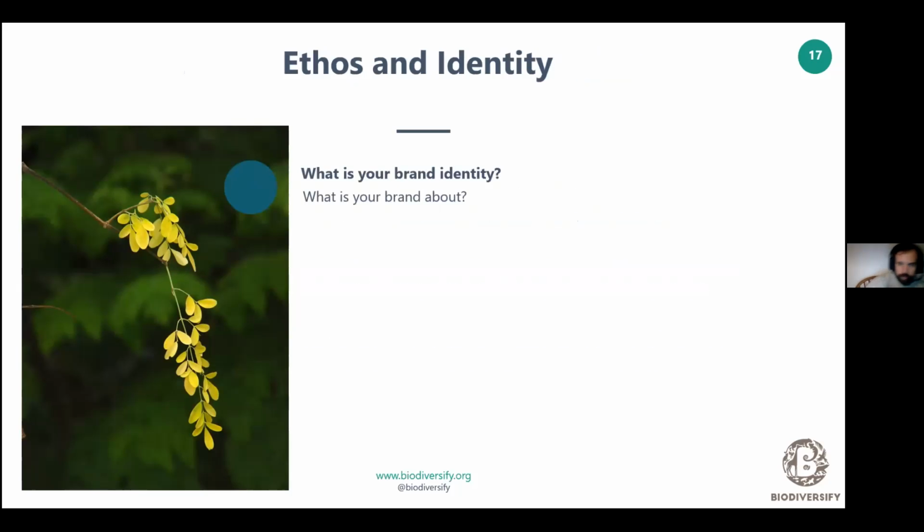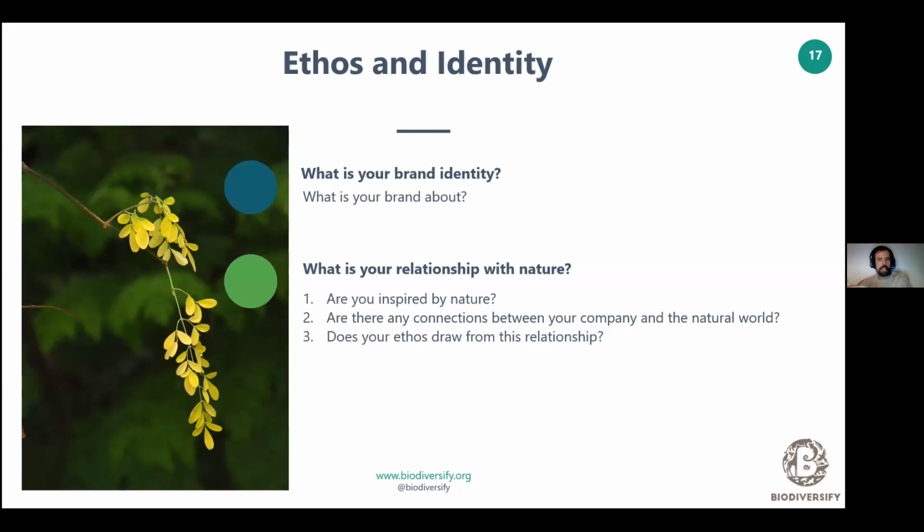So the first bit on the template is ethos and identity. So who are you? What's your brand identity? What are you about? What's your ethos, quite literally? And a key part of this is, what's your relationship with nature? Alex really fantastically explained how his shoe came about and what's the dream behind it. But of course, there's loads of different ways that companies relate with nature. You might draw inspiration from it. You might have it as a core principle. You might have designs that mimic animals or fabric or trees or whatever.